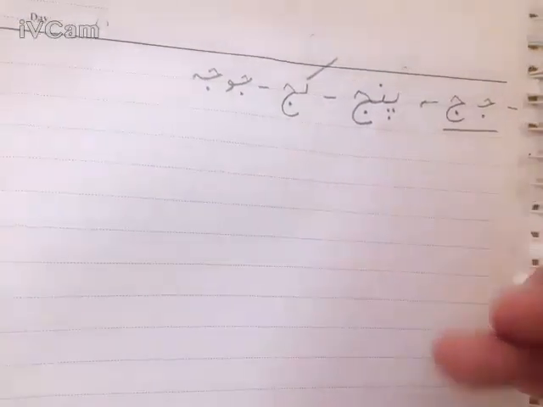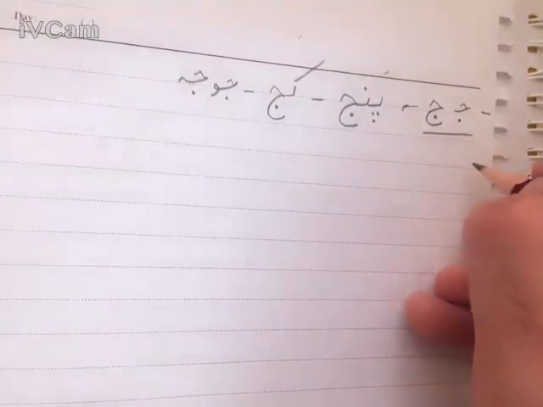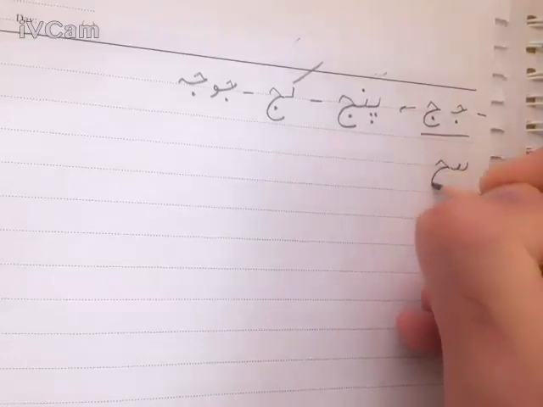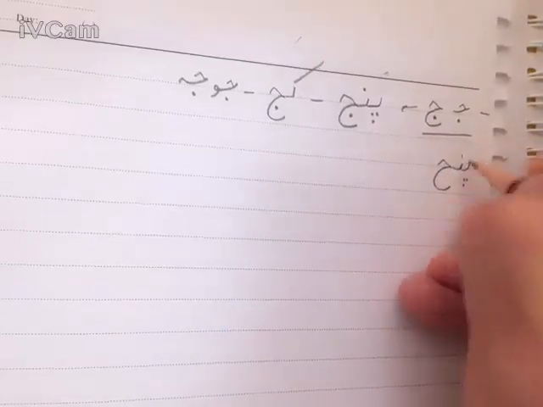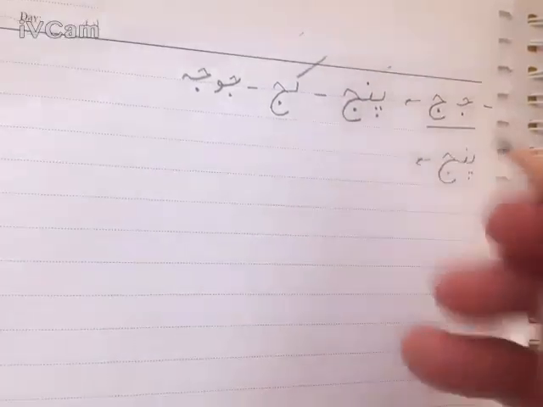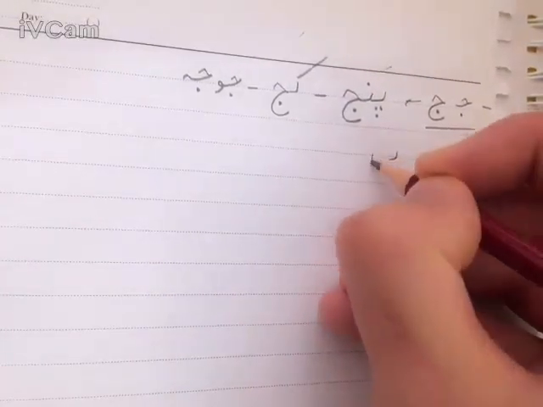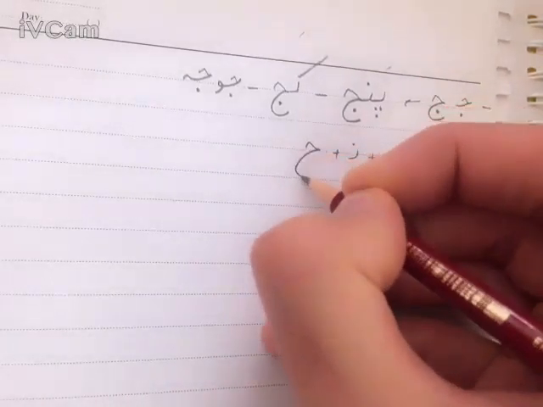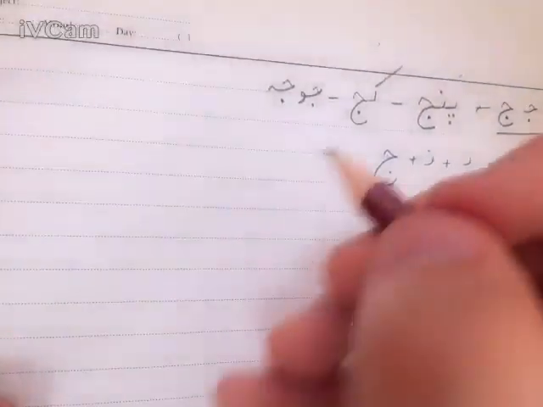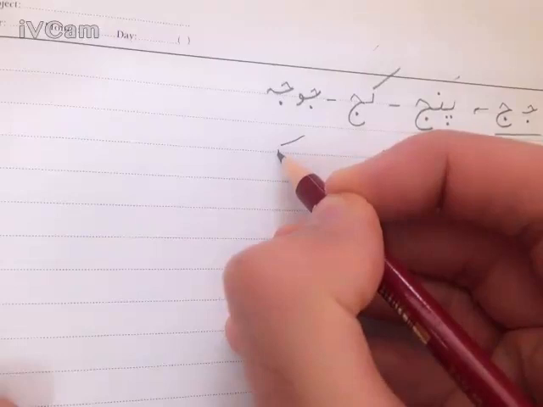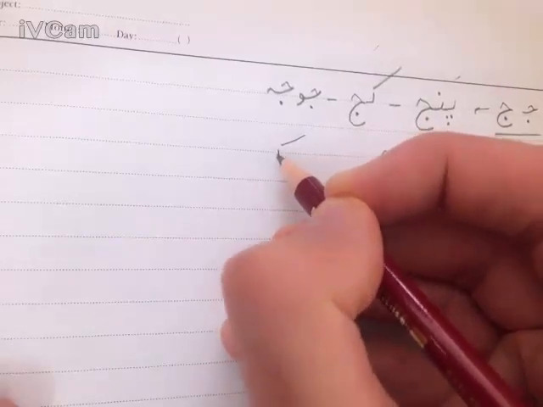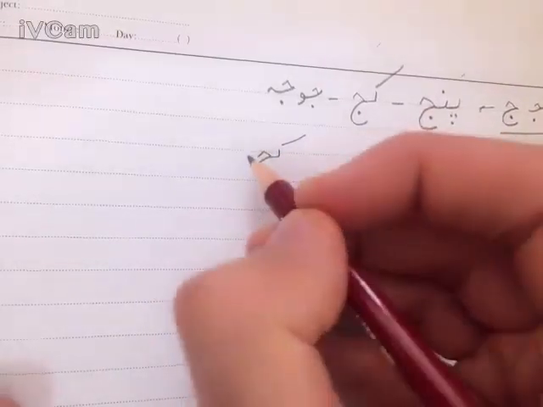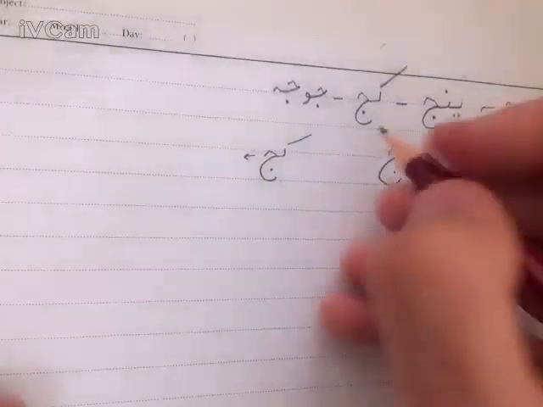So let's see the spelling of the words. Panj would be P plus Ne plus J. Catch. Sorry, this one became a little bit short. Catch would be tilted. So this one is 5.